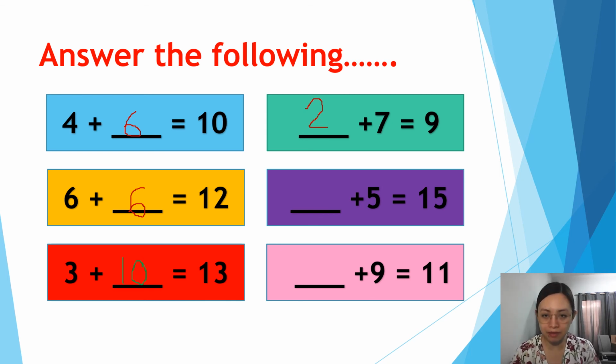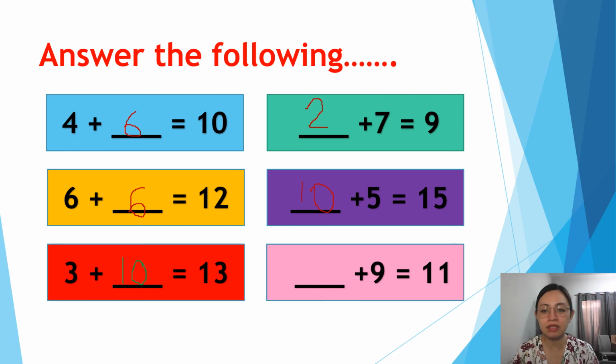How about this one? Blank plus 5 is equal to 15. So we have to subtract 5 to 15 to know the answer. So 15 minus 5. What's the answer, kids? Okay, the answer is 10. And 10 plus 5 is equal to 15. How about this one?